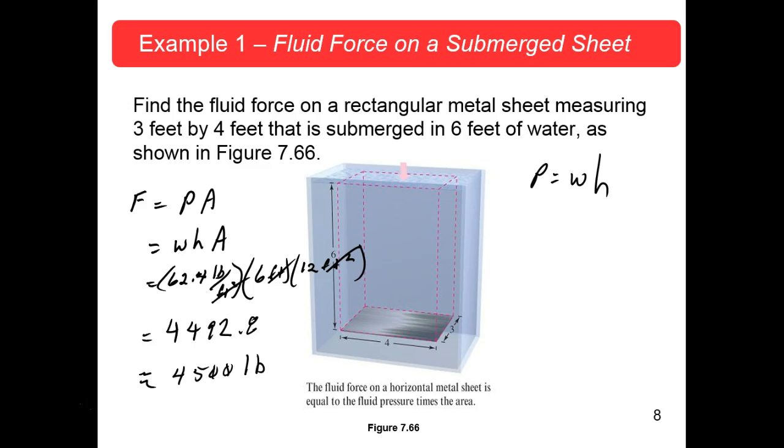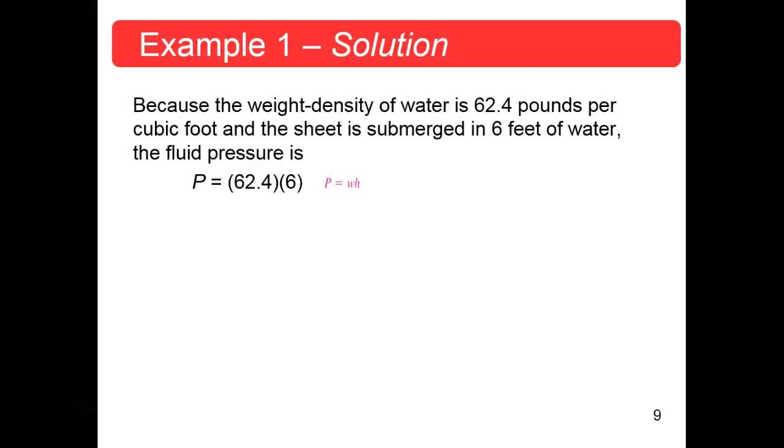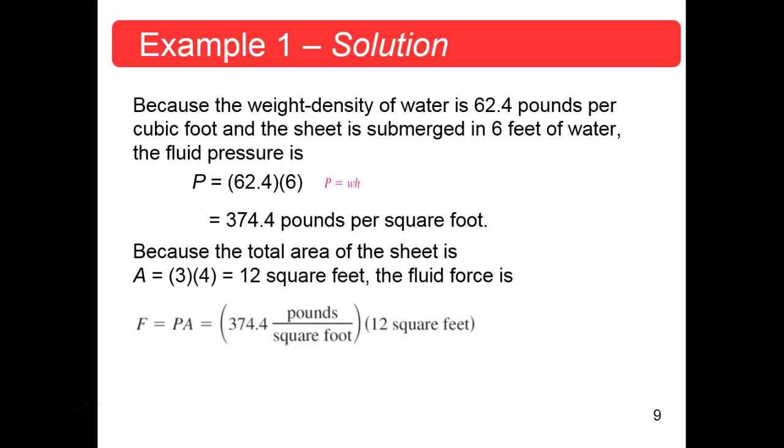Now, let's see if they have another slide here. Oh, here they're going to show how they did it. Because the weight density of water is 62.4 pounds per cubic foot, and the sheet is submerged 6 feet in water, the fluid pressure is 62.4 times 6, which is 374.4 pounds per square foot. That's the pressure, and multiply that by the area, and that's where you get 4492.8.